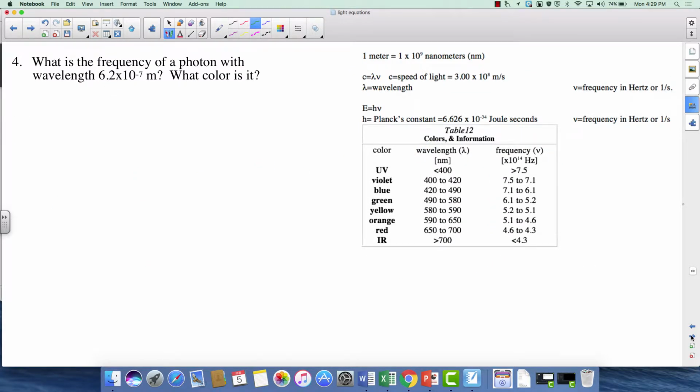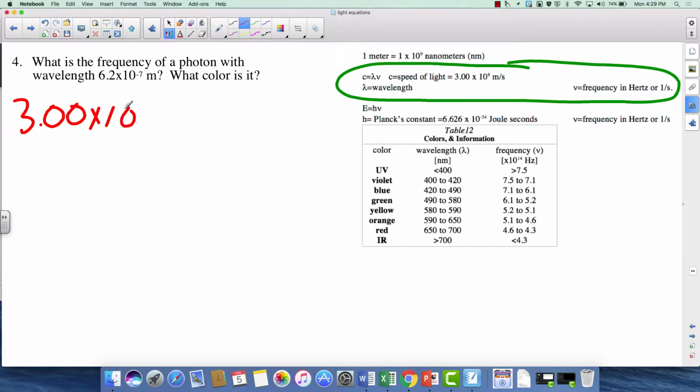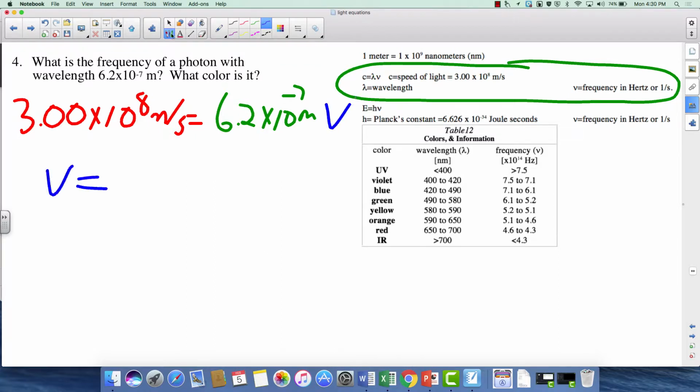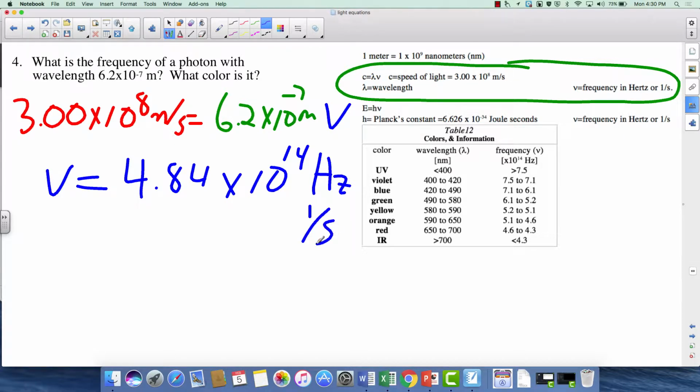Number 4 is different because this time we're given a wavelength and we need to find the frequency. We still use this equation. The speed of light, c, is equal to the wavelength times the frequency. The wavelength is 6.2 times 10 to the negative 7th meters, and we are trying to find v, the frequency. When you do the math, the frequency is 4.84 times 10 to the 14th hertz, or per second.